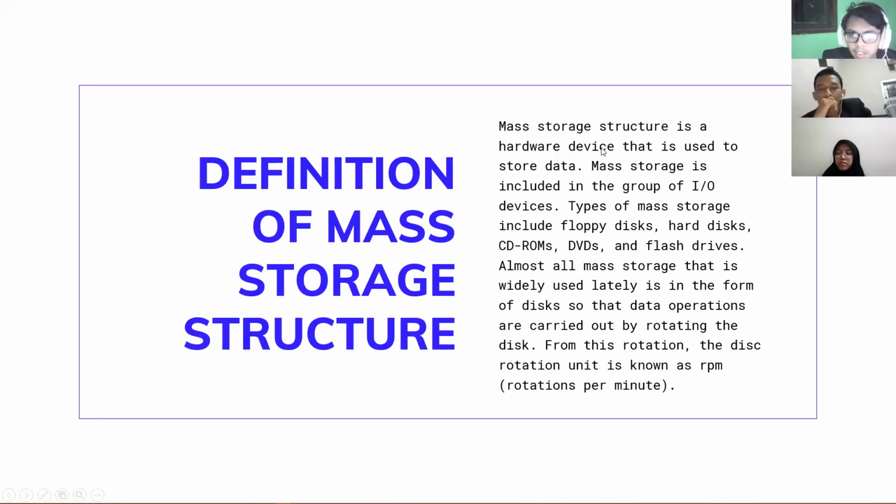So mass storage is a hardware device that is used to store data. Mass storage is included in the group of I/O devices. Types of mass storage include floppy disk, hard disk, CD-ROMs, DVDs, and flash drives. Almost all mass storage that is widely used lately is in the form of disk, so the data operations are carried out by rotating the disk. From this rotation, the disk rotation unit is known as RPM, or rotations per minute.